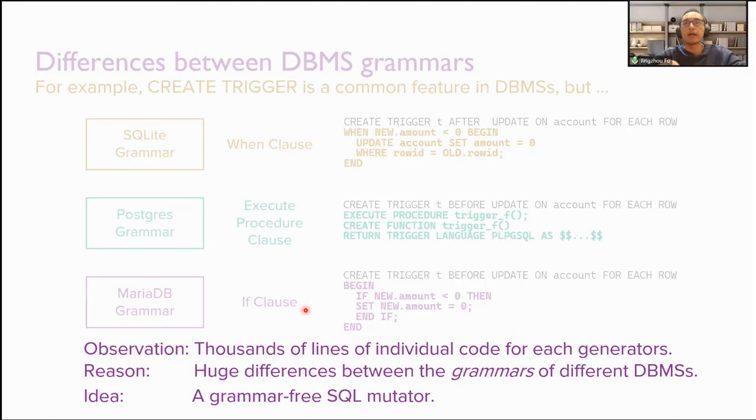Then we have an idea. Can we construct a grammar-free SQL mutator? If a mutator can work on mutating SQL test cases without the grammar knowledge, there is no need to write extra code for the DBMS's grammar, isn't it?